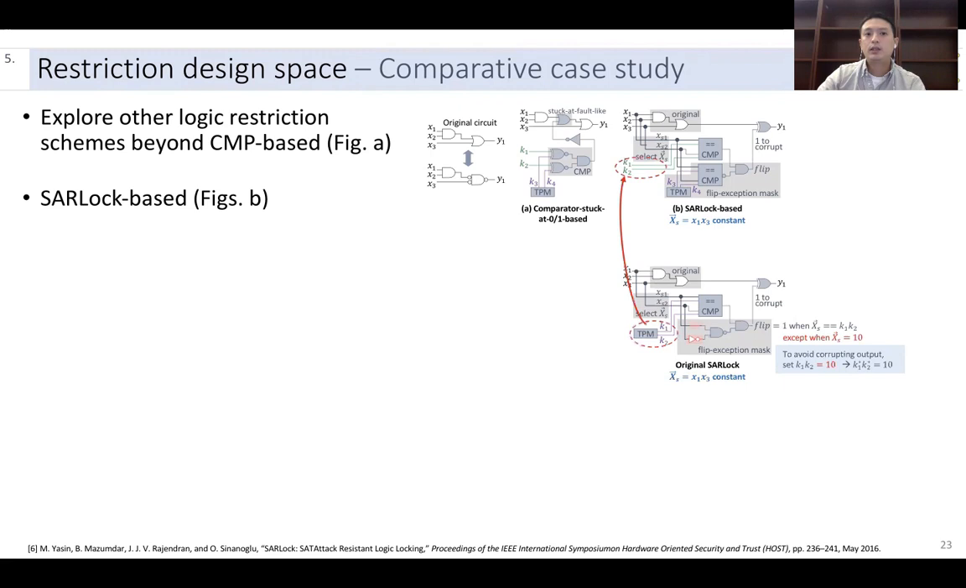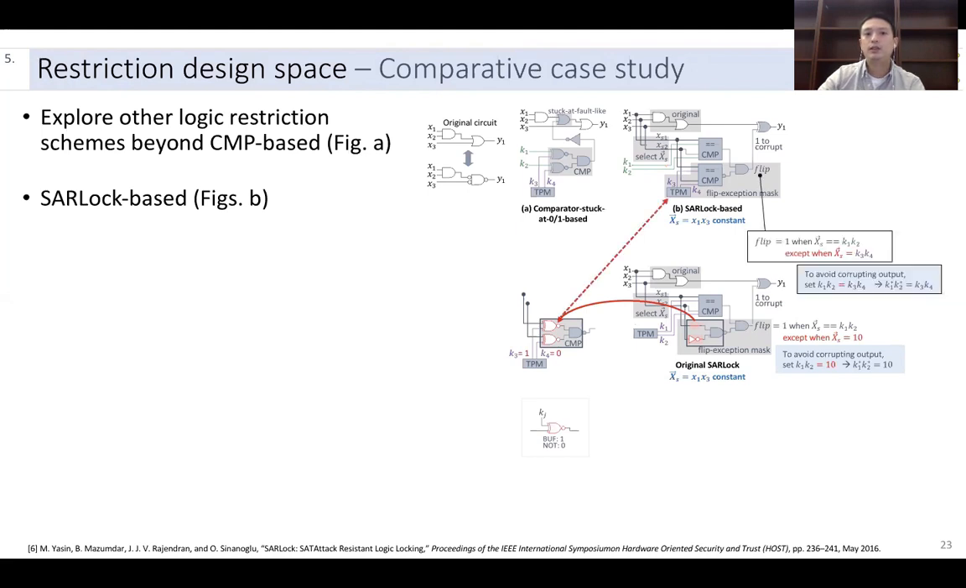To convert it as a logic restricted circuit, K1, K2 is now changed to be external inputs. In the original SALock, the correct K1, K2 has to match the flip exception, which is hard-coded in the netlist. Here, we configure the exception value with the XNOR key gates instead. As a result, we get a logic restriction as shown in B, which then has a flip exception controlled by the value of K3, K4. Thus now, the correct external K1, K2 has to match the secret K3, K4, which is preloaded onto the TPM.